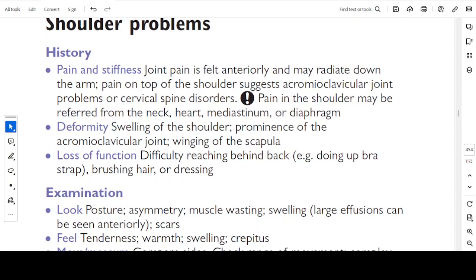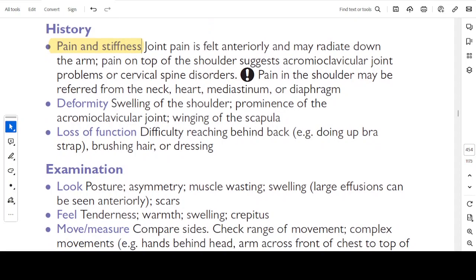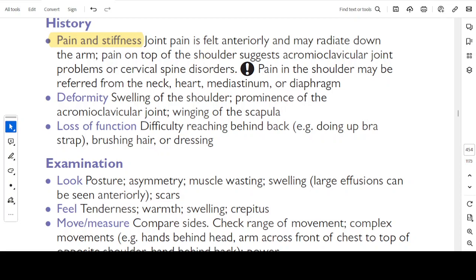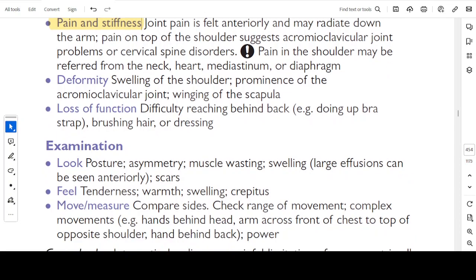History: pain and stiffness. Joint pain is felt anteriorly and may radiate down the arm. Pain on the top of the shoulder suggests acromioclavicular joint problems or cervical spine disorders. Pain in the shoulder may be referred from the neck, the heart, the mediastinum, or the diaphragm. Deformity: swelling of the shoulder, prominence of the acromioclavicular joint or winging of the scapula. Loss of function: difficulty in reaching the back, doing up a bra strap or brushing the hair or dressing.